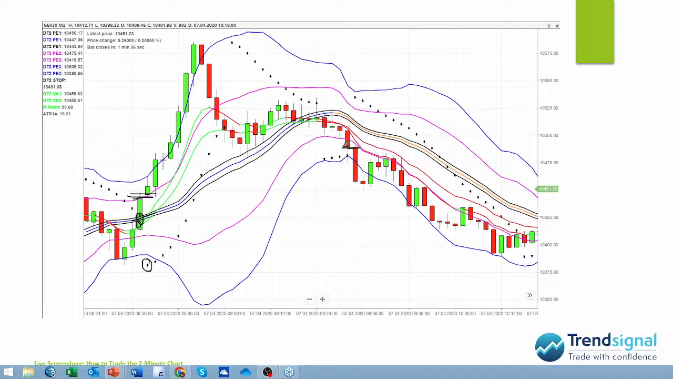Again, on the short side, price is below the halfway line. Number 1. Number 2, lines are red. Number 3, that line is orange. Number 4, arrow above pointing down. Again, 1, 2, 3, 4. That's a sell trade. Okay.